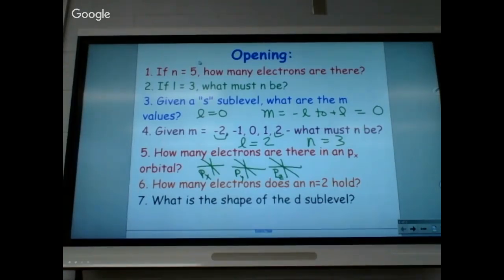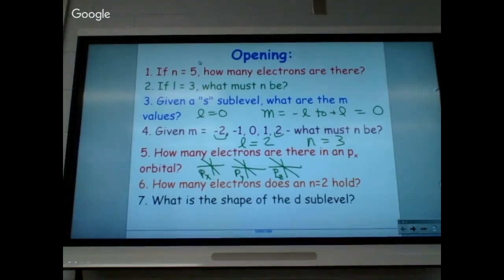How many electrons are there if n equals 5? 50. What are the m values of P? -1, 0, +1. Good. What are the m values of F? -3. Good. Basically, it's negative 3 to positive 3. Okay.